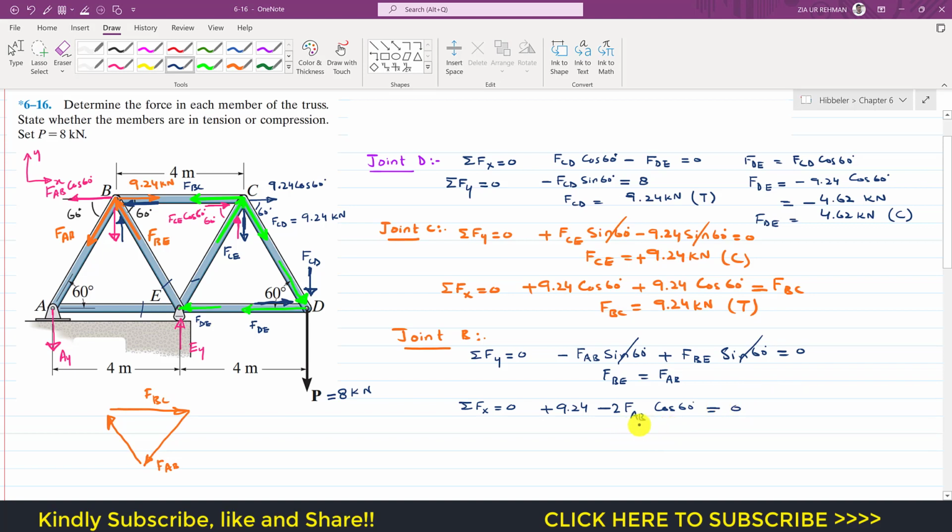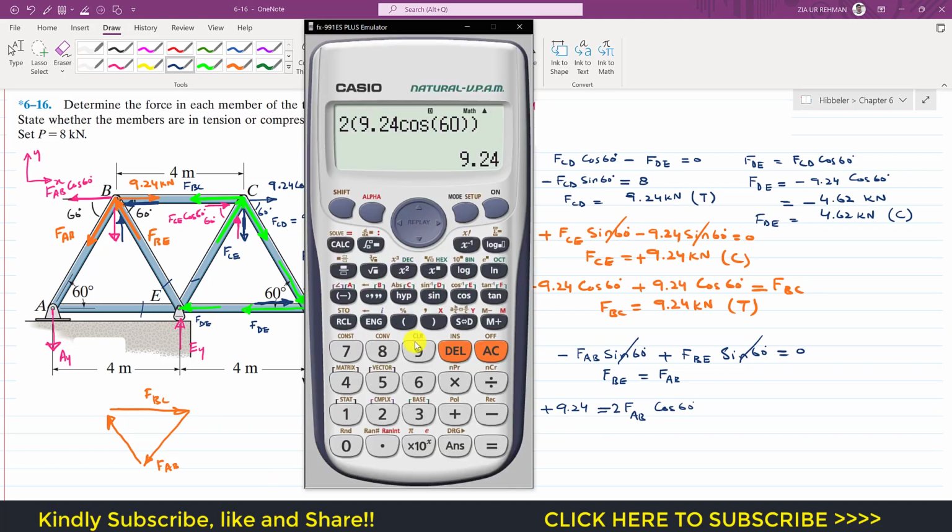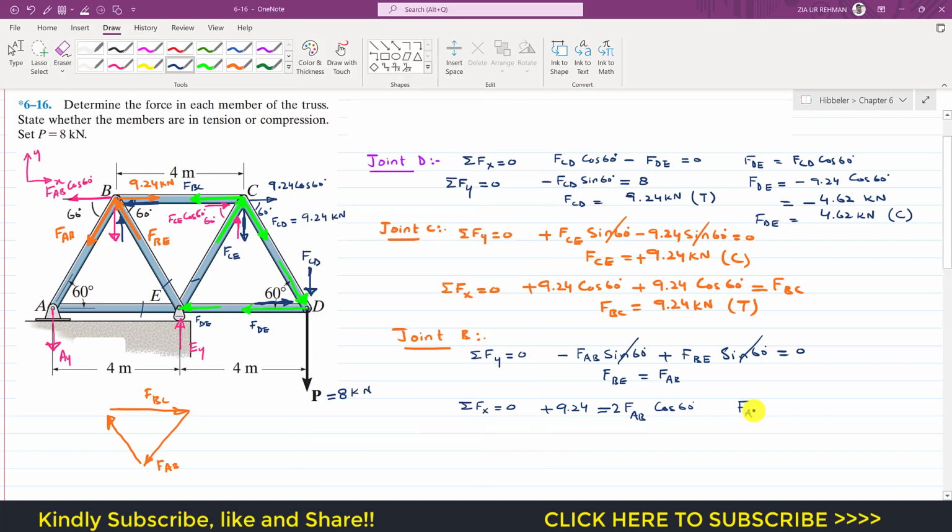Or we can say that FAB, if I bring this to the other side, we will have the equation like this. So from this we can say that FAB will be equal to 9.24 divided by 2 cos of 60. So FAB equals 9.24 kilonewton. And FAB is acting away from that joint B. So this means that AB is in tension.